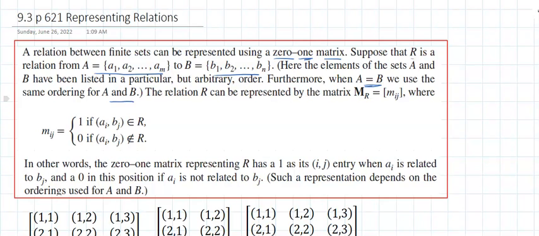The relation R can be represented by a matrix with entries M_ij, where if a_i, from set A, and b_j, from set B, are in this relation, we use a 1. If it's not, we use a 0. And I have an example on this, of course.